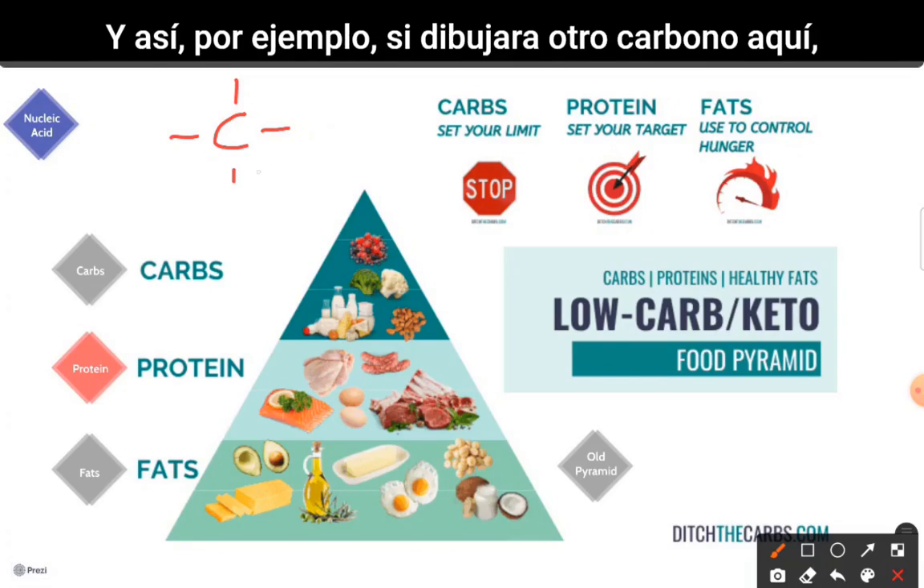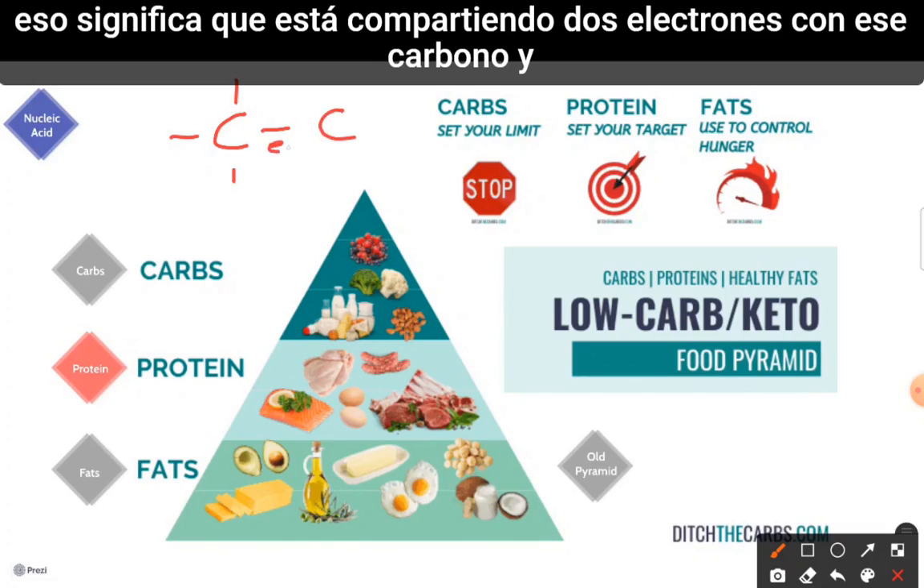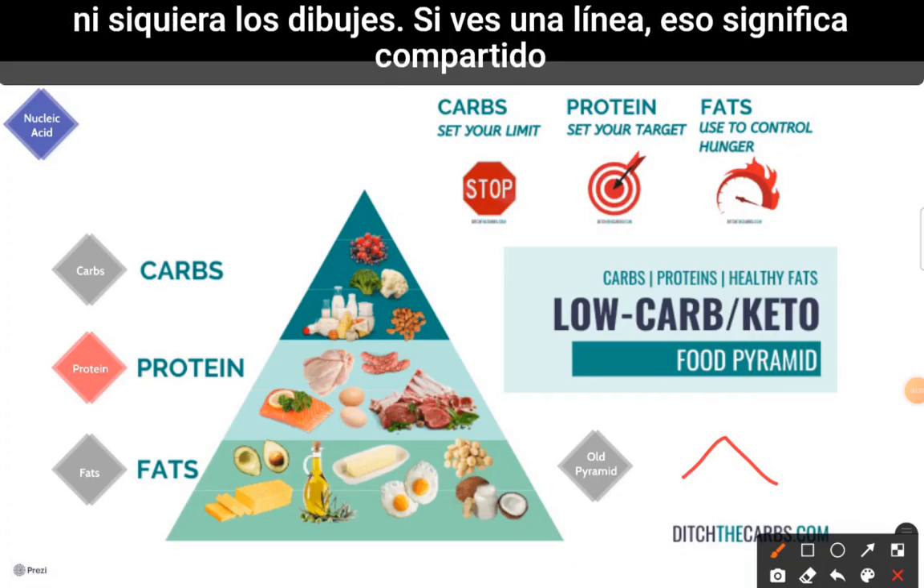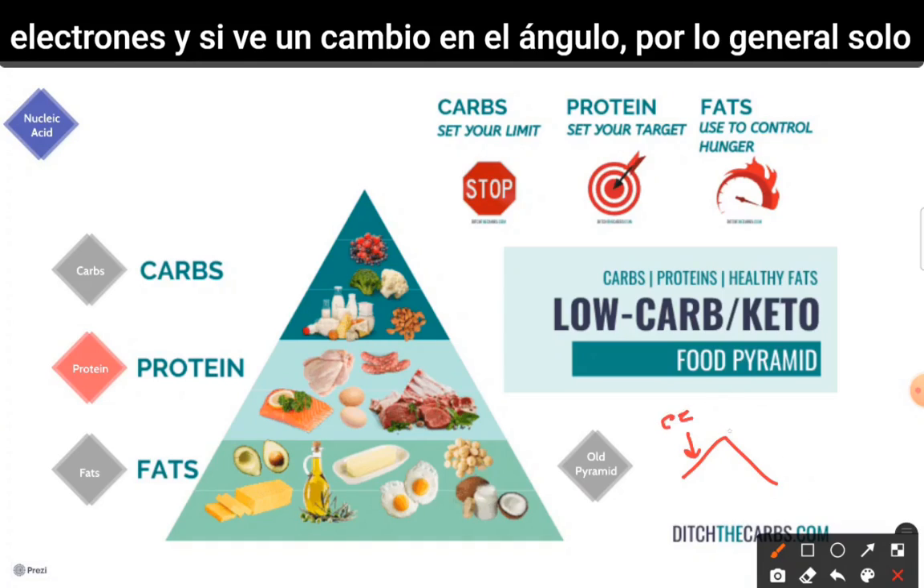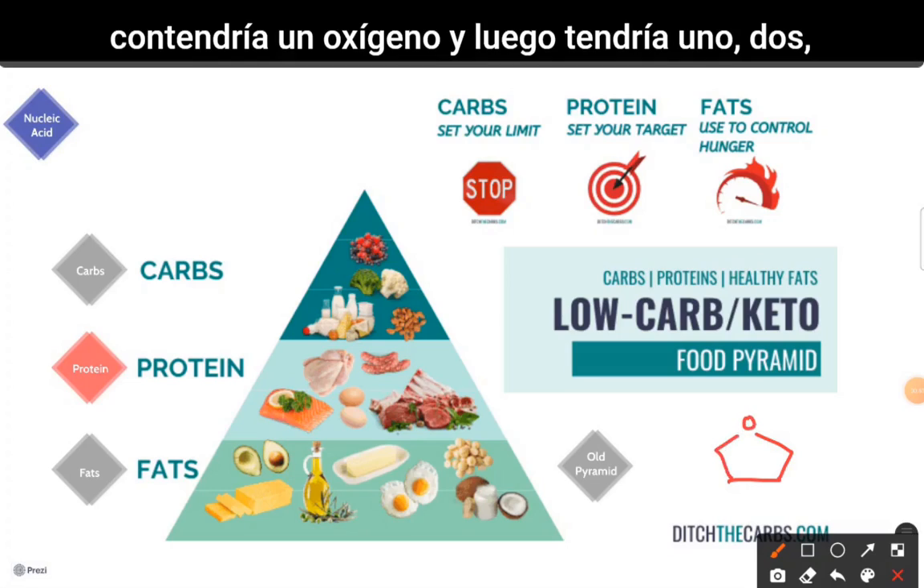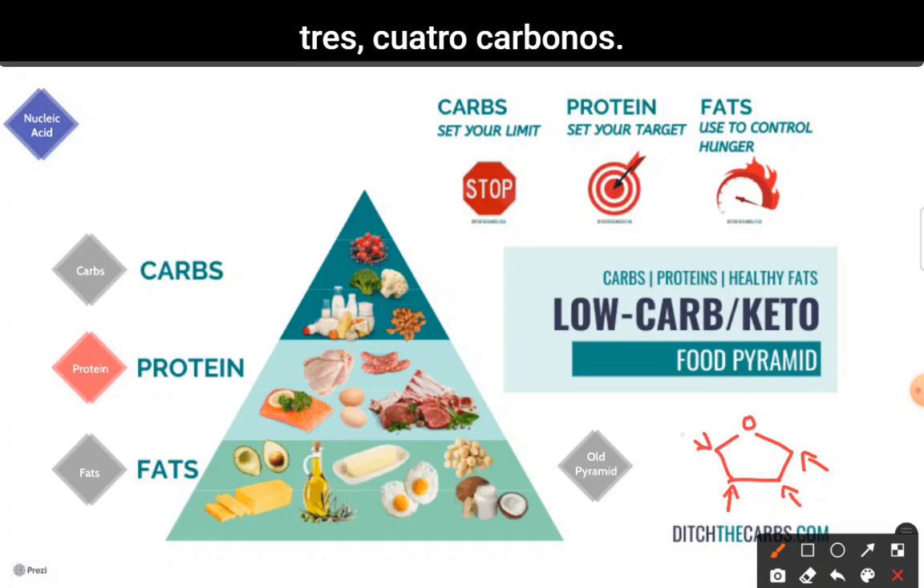And so, for example, if I were to draw another carbon here, that means it is sharing 2 electrons with that carbon, and then the rest of these would probably just be grabbed up by hydrogens. We use carbon so often in chemistry that we don't even draw them. If you see a line, that means shared electrons. And if you see a change in angle, that usually just means carbon. So for example, this molecule here would contain 1 oxygen, and then it would have 1, 2, 3, 4 carbons.